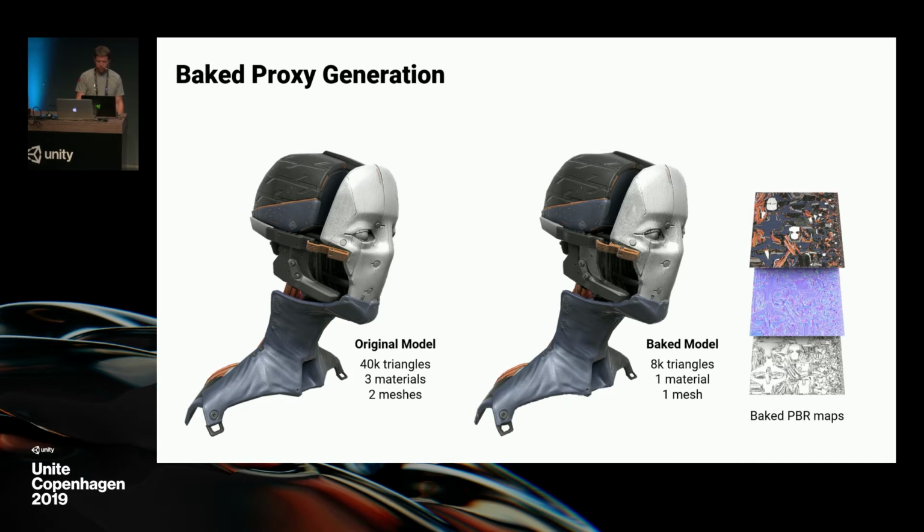Albedo, normal, roughness, metalness, ambient occlusion, and opacity maps can be baked. This method allows to drastically reduce the number of draw calls needed to render the scene.